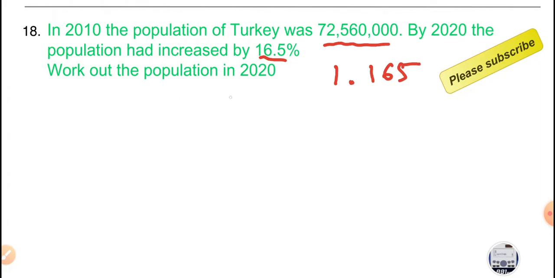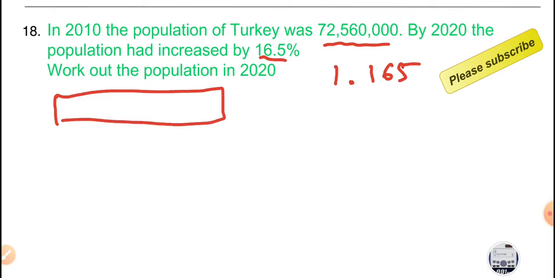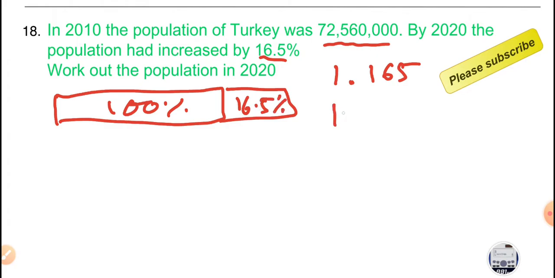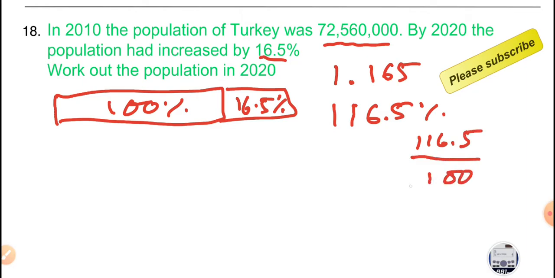1.165, because originally you had 100%, and then you add another 16.5%. So together you now have 116.5%. So if you do 116.5 divided by 100, you get 1.165. So this is our decimal multiplier.